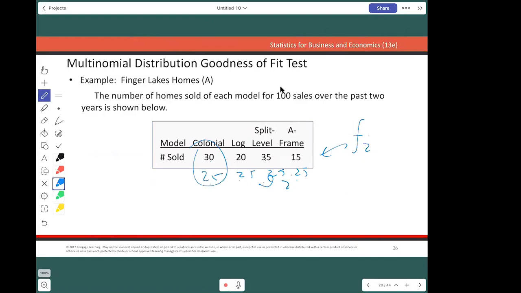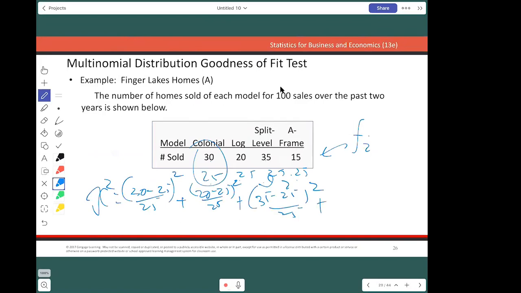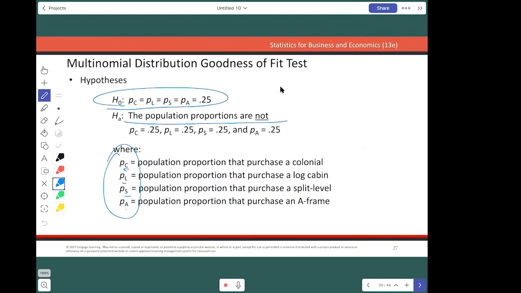And to calculate the chi-squared value, we'll have to do F minus E squared over E. So it'll be like 30 minus 25 squared over 25, plus 20 minus 25 squared over 25, right? Plus 35 minus 25 squared over 25, plus 15 minus 25 squared over 25. So that's how you calculate your chi-squared value. All right, let's see what that turns out to be.